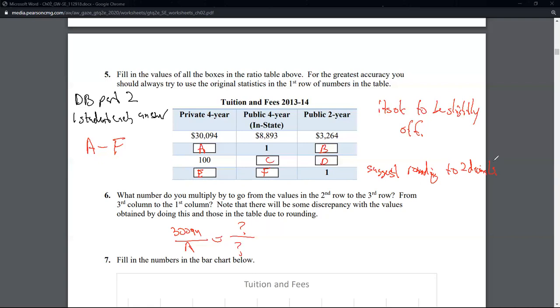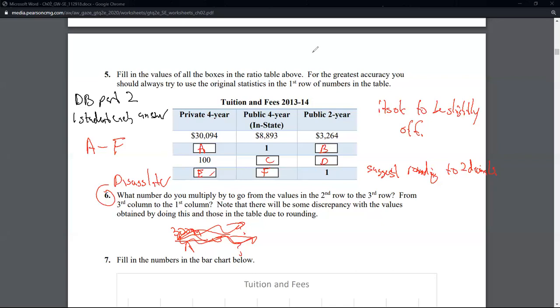Question 6. Now this stuff that I have right here, this did not go with question 6. I just wrote it there because it's where I had room. What number do you multiply by to go from the values in the second row to the third row, from the third column to the first column? I can't actually answer that yet without y'all filling out question 5. So I need to discuss later. But the main idea is that, let's discuss this later officially, but for now, I'm going to put a fake number up here.